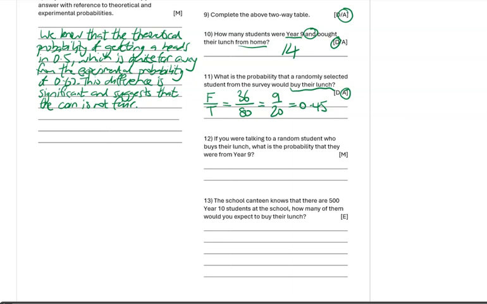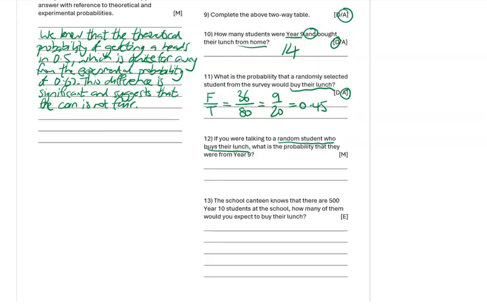So if you were talking to a random student who buys their lunch, so we've gone away from being a random student to a random student who buys their lunch. So we now only care about the students who buy their lunch. What is the probability that they were from year 9?